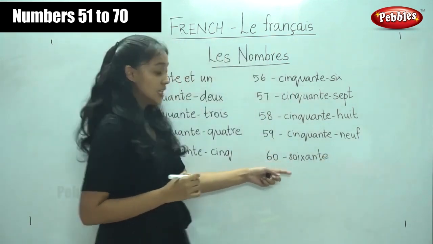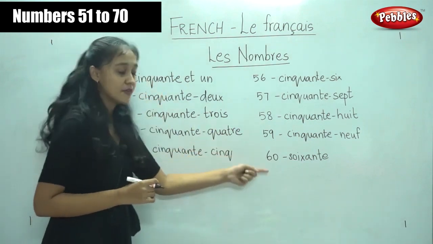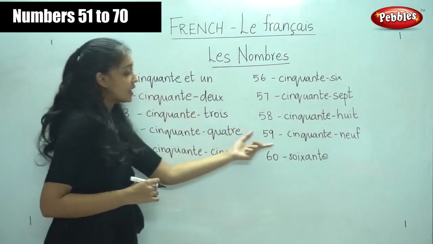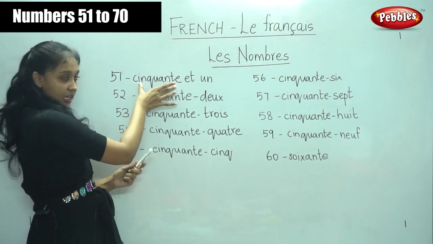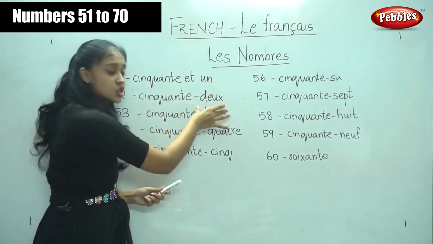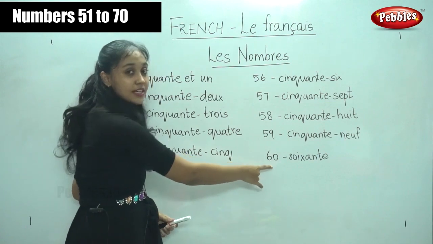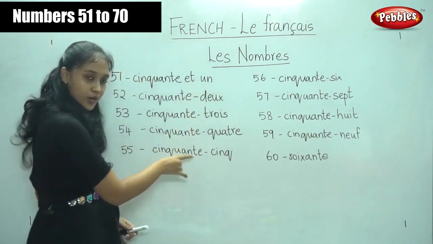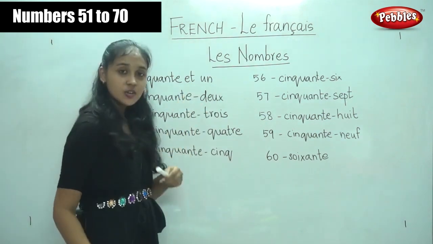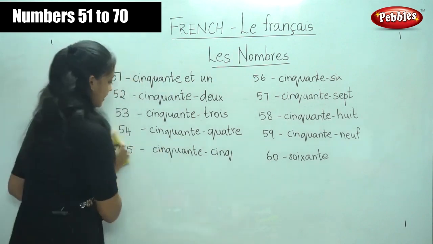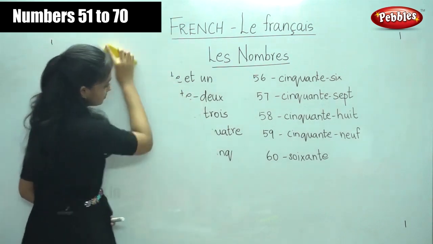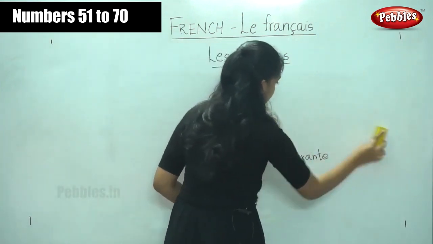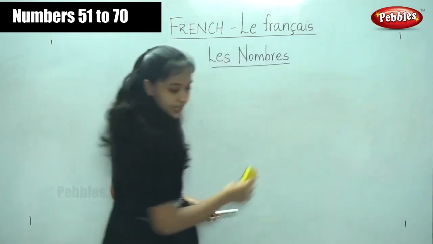Now, just like number 50, if you know number 50 and numbers 1 to 10, it is very easy to write numbers 51 to 59 because we write 50 and then 1. Similarly, for 61 to 69, if you know the word for number 60 and numbers 1 to 10, it is very easy to write. So you can try to write it along with me as I am writing.